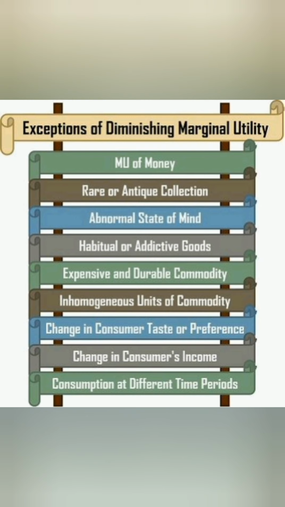The law does not apply if it is a habitual or addictive good like alcohol or cigarettes, tea, coffee, or anything for that matter. It does not apply in the case of expensive and durable goods, and if there are inhomogeneous units of the commodity or unequal amounts of consumption. The law does not apply if a consumer's taste, preference, or income changes, and the law does not apply if the consumption is not continuous. So under the following circumstances, the law does not hold good.